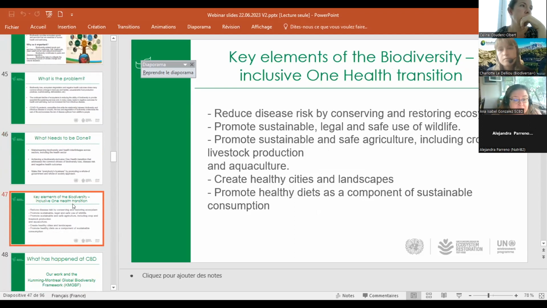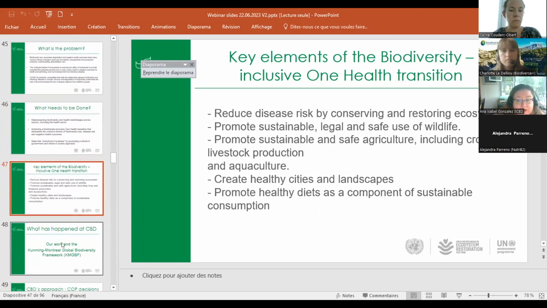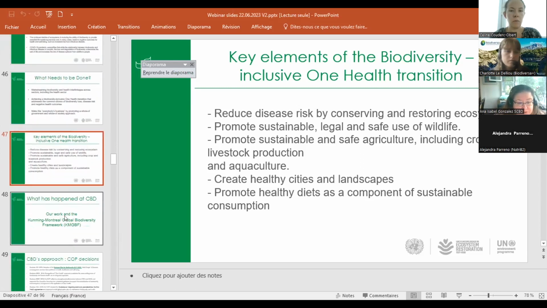So the key elements of the biodiversity inclusive One Health transition entail that we need to reduce disease risk by conserving and restoring ecosystems. We need to promote legal and safe use of wildlife, promote sustainable and safe agriculture, including crop and livestock production and aquaculture, create healthy cities and landscapes, and promote healthy diets as a component of sustainable consumption.